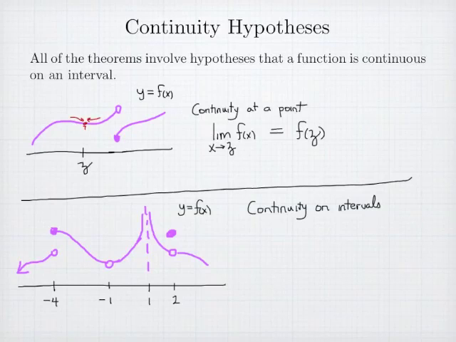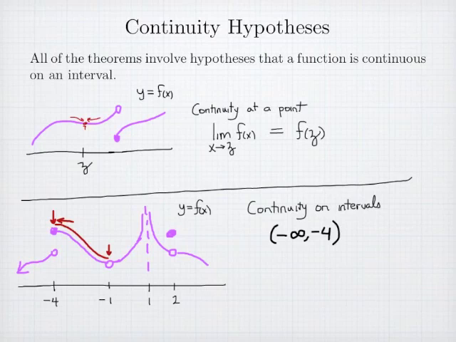I would say my function is continuous on the interval -infinity to -4, not including -4. There's another interval from -4 to -1. Notice this time my function is continuous at -4 as an endpoint, because the limit going towards that end for the interval agrees with the function. On the other hand, my function is not continuous at -1 because the function doesn't exist. So I would say my function is continuous on the interval -4 to -1, including -4, but not including -1.